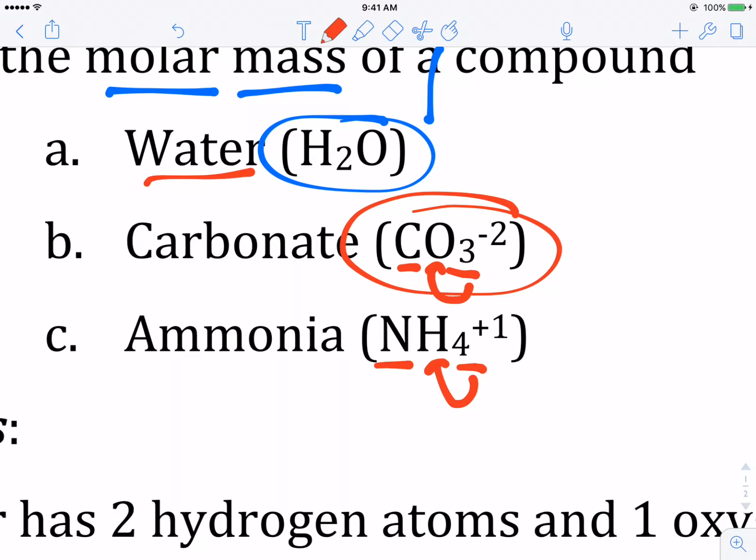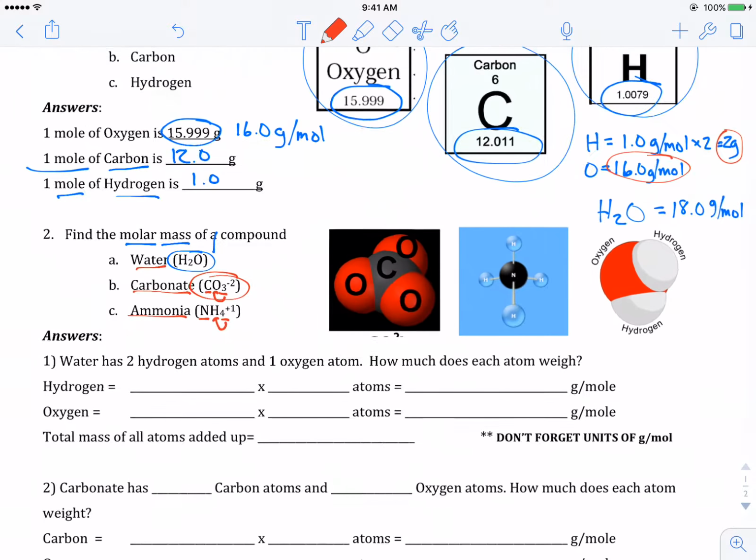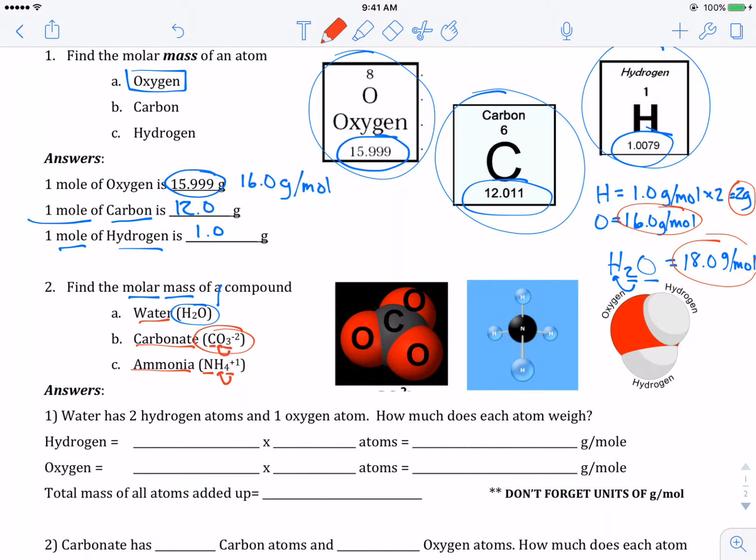So every single substance, every single compound is going to have a unique molar mass because it is made up of different atoms that all have different molar masses themselves.